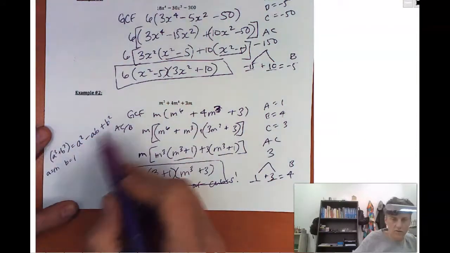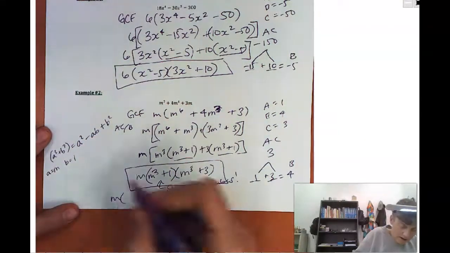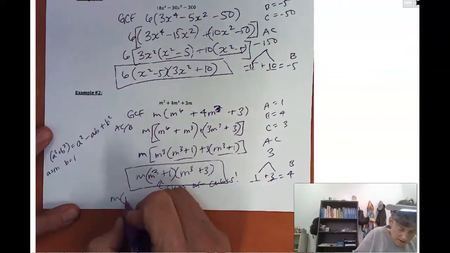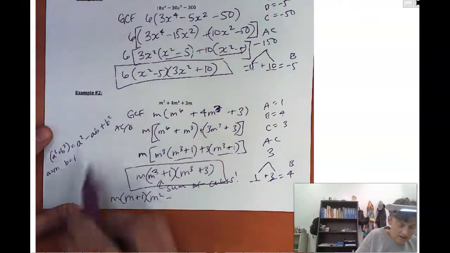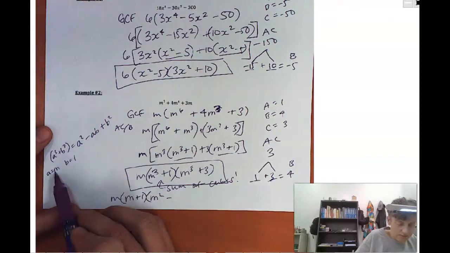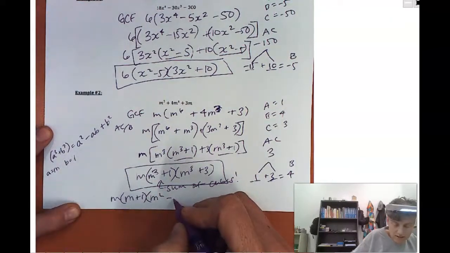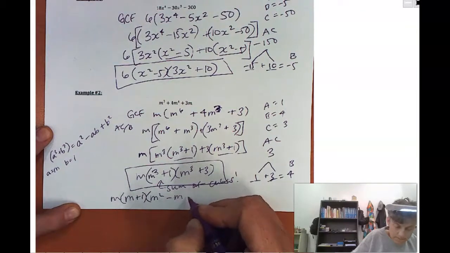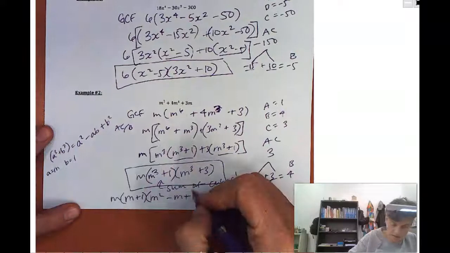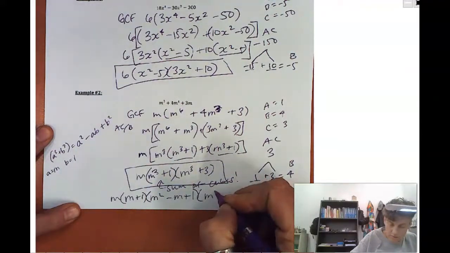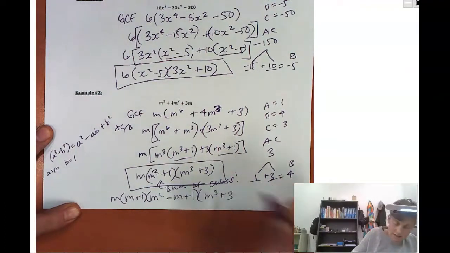Plugging that into our sum of cubes formula, we'll have m plus 1 times m squared minus a times b. A is m, b is 1, so minus m times 1, plus 1 squared, which is 1. And then we've got our m cubed plus 3.